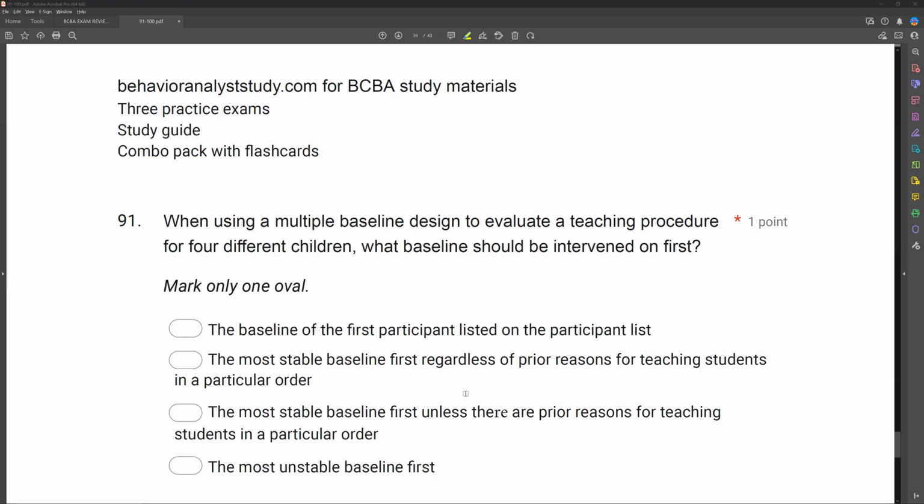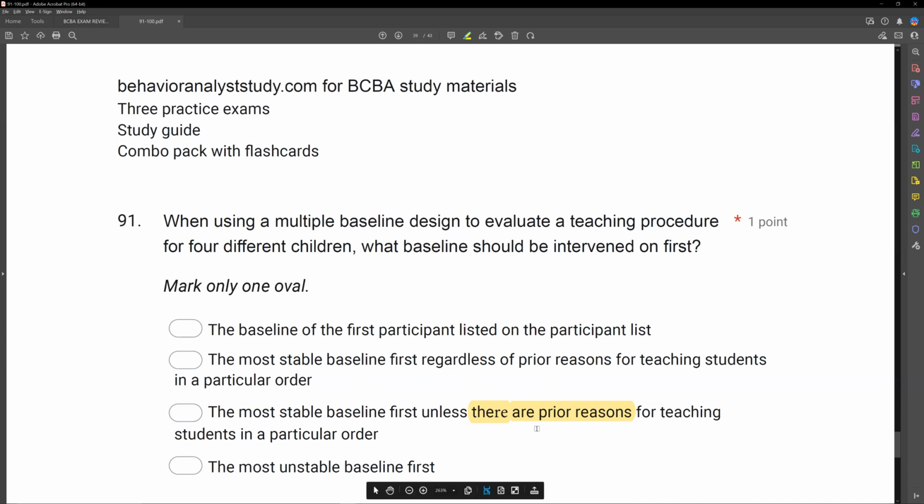If you read C, because remember, we always read all of our answer choices and you explain to yourself and you tell yourself why answers are wrong. So we always read every single answer choice. So C, it's nearly the same, right? We're looking for a stable baseline, except in this case, there are prior reasons for teaching students in a particular order. So if we're going to choose a baseline to intervene on first, we want to go with the most stable one, except when we do have prior reasons for teaching students in a particular order. If there's a reason we're going to pick participant A or B or C or D first, that's going to trump the stable baseline. If there are no prior reasons, then we're going with the most stable baseline.